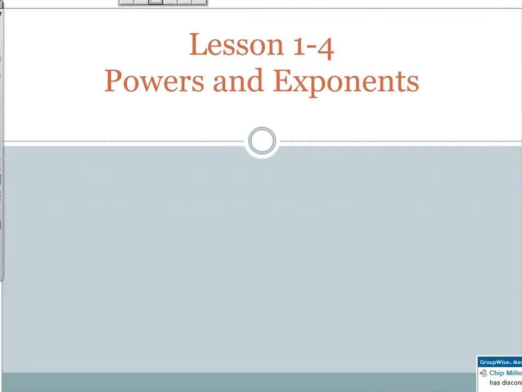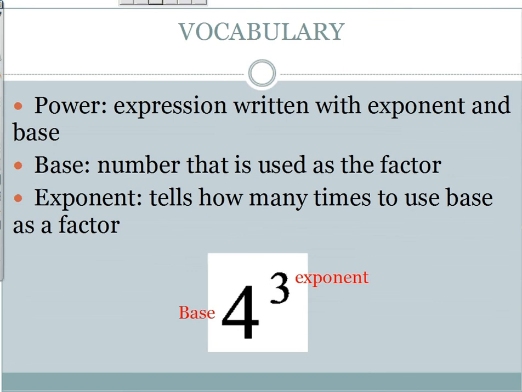Let's get started, ladies and gentlemen. Lesson 1-4, and we're also going to continue on to 1-5. This one is powers and exponents. Let's start with some vocabulary.